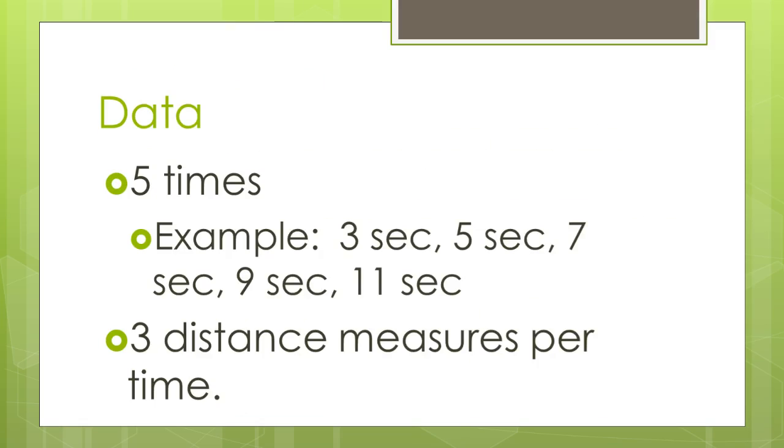Some good examples of data that you could use: 5 different times that are spread out an even amount would be 3 seconds, 5 seconds, 7 seconds, 9 seconds, and 11 seconds. Remember, 3 distance measures per time. You take the 3 different trials and average them out.